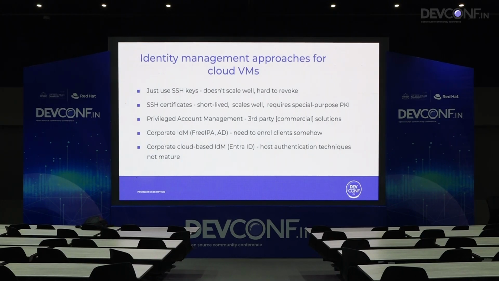In this slide, you will see various approaches with which you can authenticate to a machine. The first one we already have talked about is the SSH key. The disadvantage is it doesn't scale up, and like I mentioned, it's very hard to revoke. Then you can use SSH certificates, but that would require some special-purpose PKI, and it does scale well, but it has some limitations.